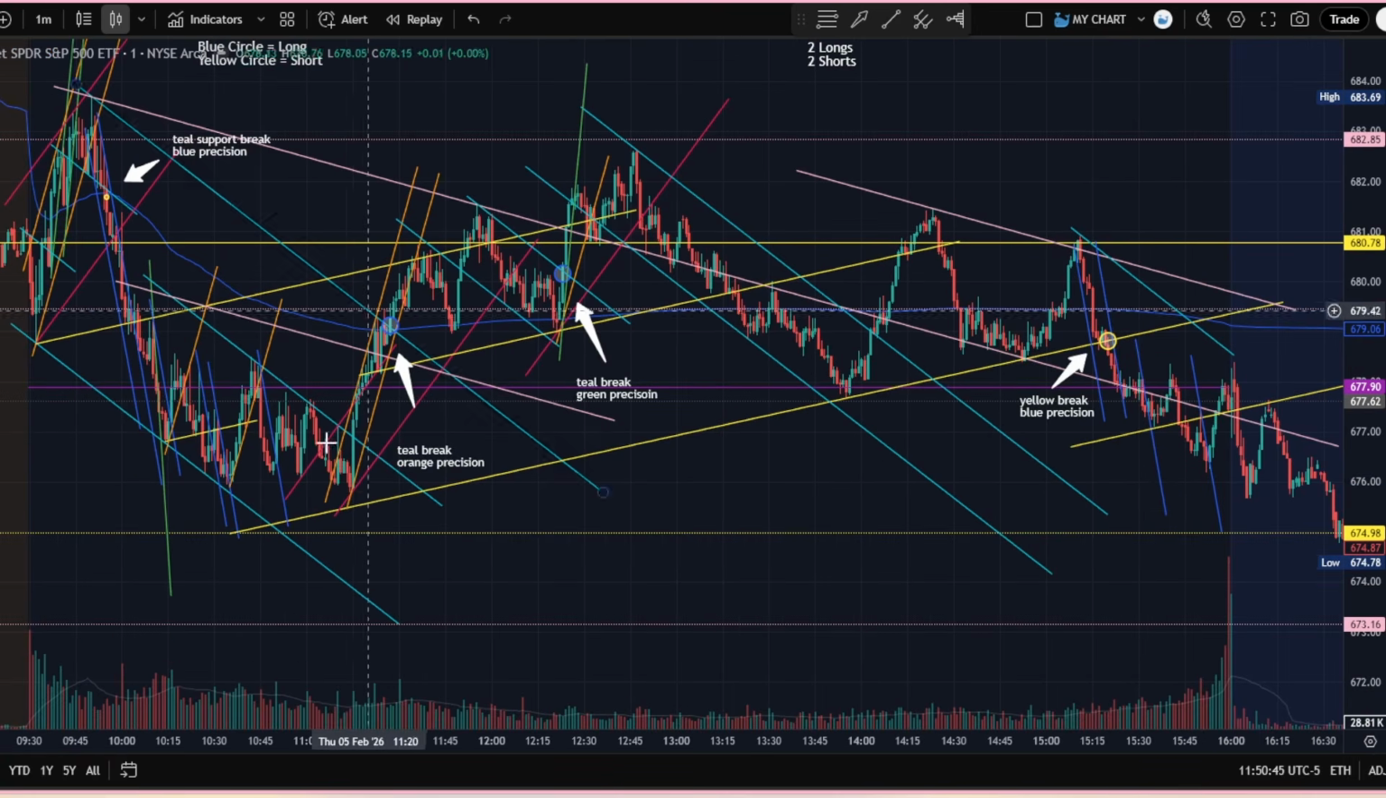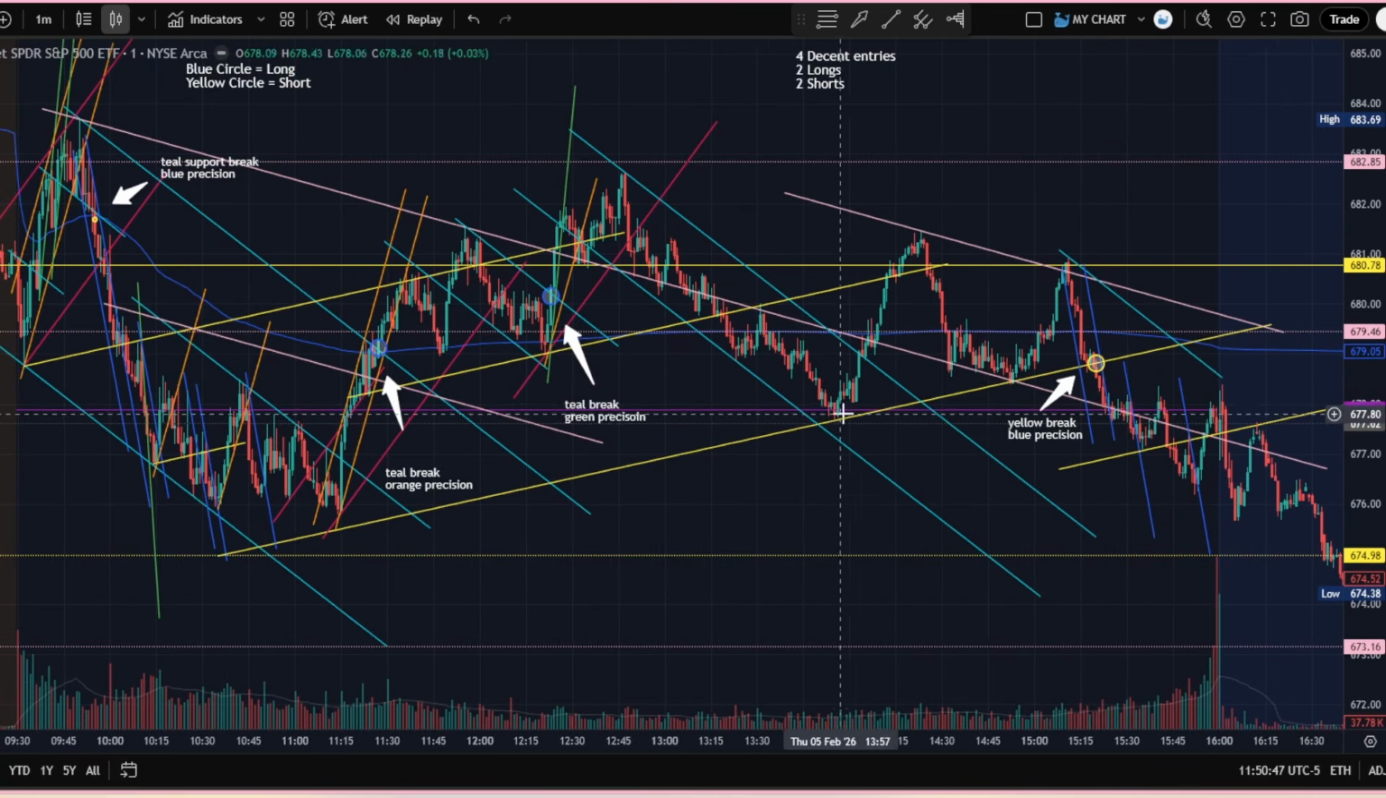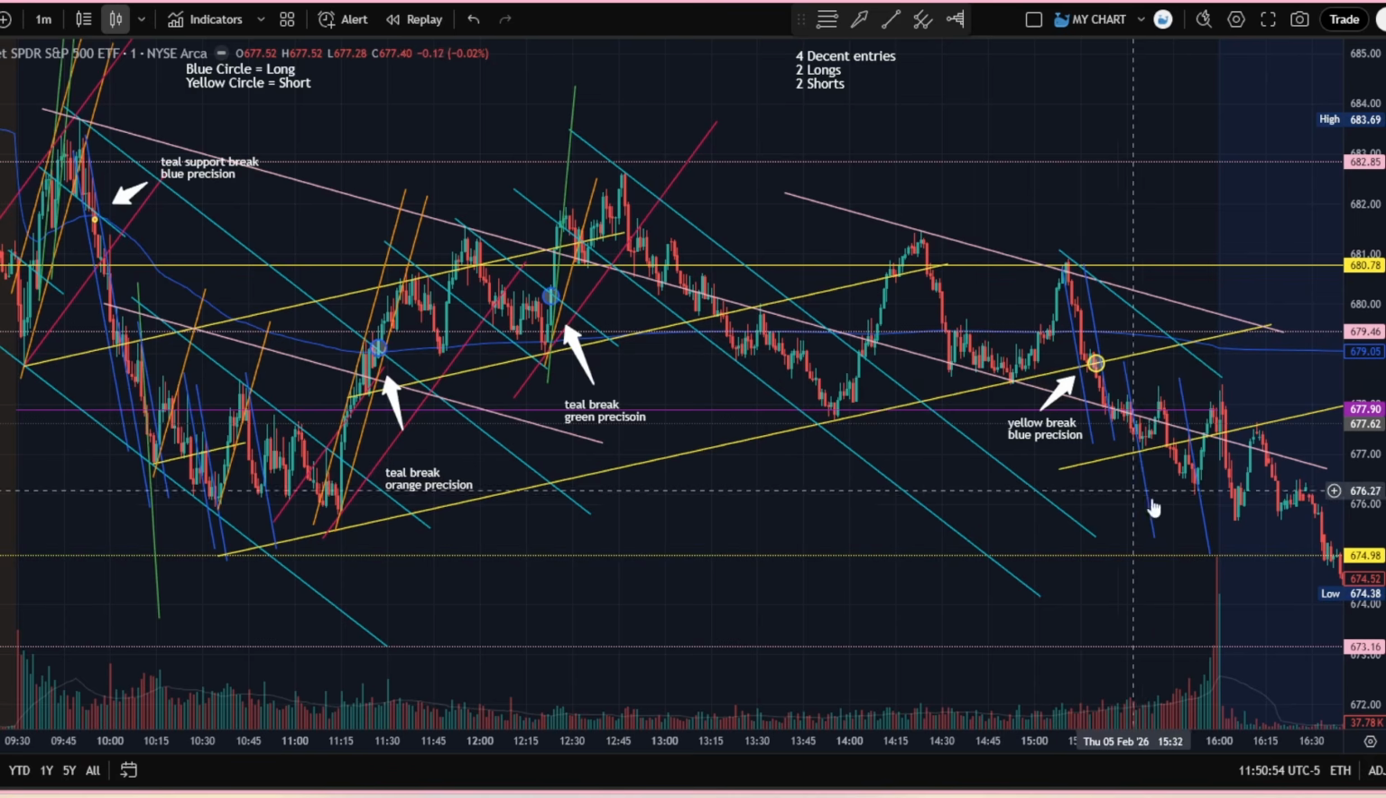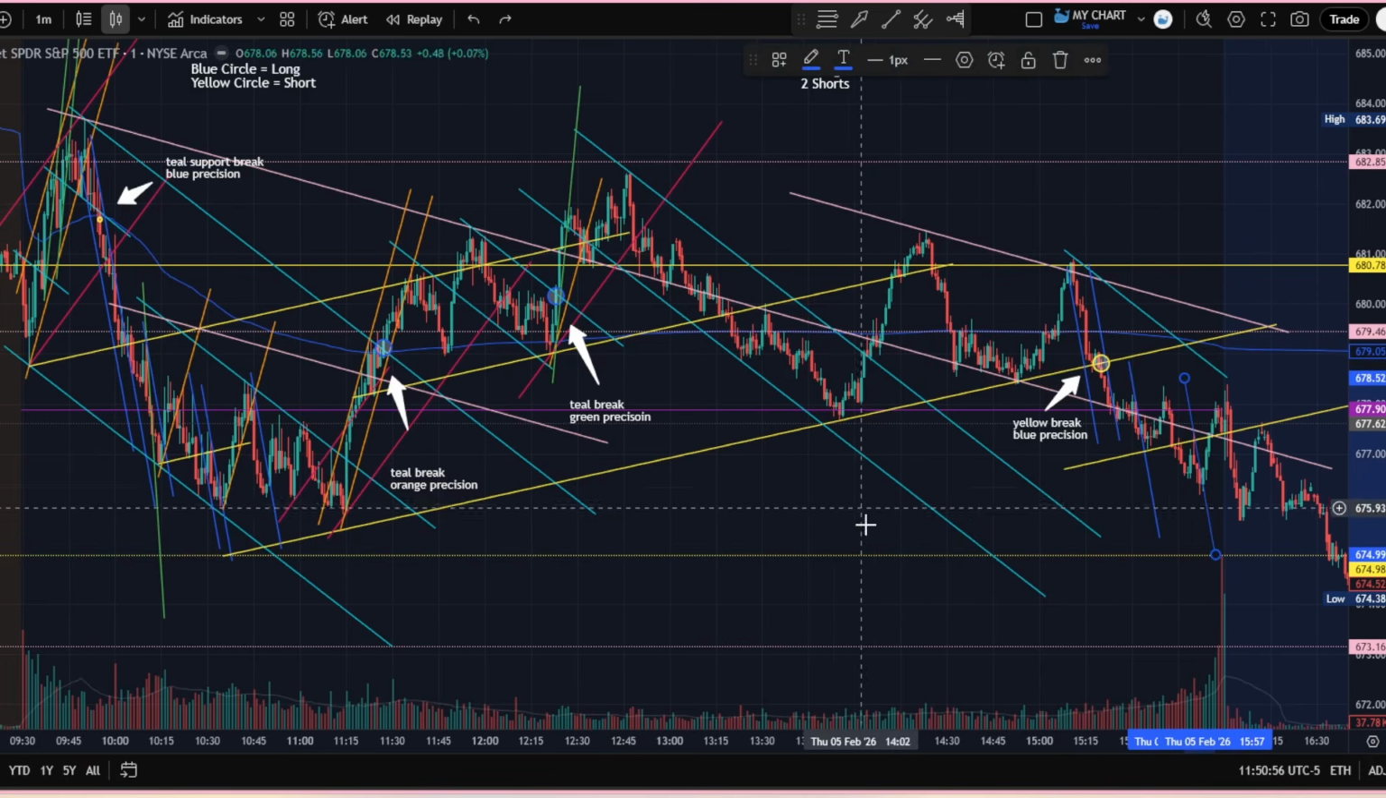So this is very important for you to see with this position. And look how it all lines up with the algos as well. You get this yellow break as the cloud gets steeper into the red. Very, very nice end of day position. Very nice end of day position.